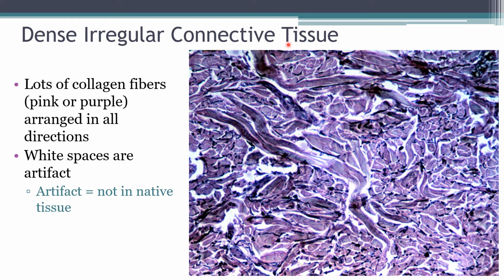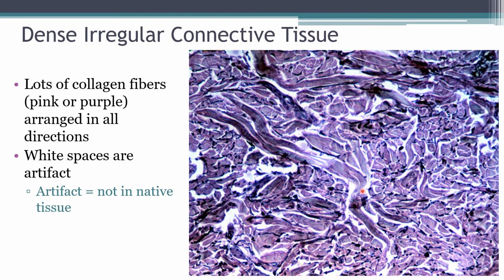So dense irregular connective tissue, which is what you're seeing here. These dense connective tissues, the two that we're looking at, are both collagen fiber connective tissues. So they're always going to be either pink or purple. This particular slide, the collagen fibers stain purple, which you haven't seen. This is the first time you've seen that.